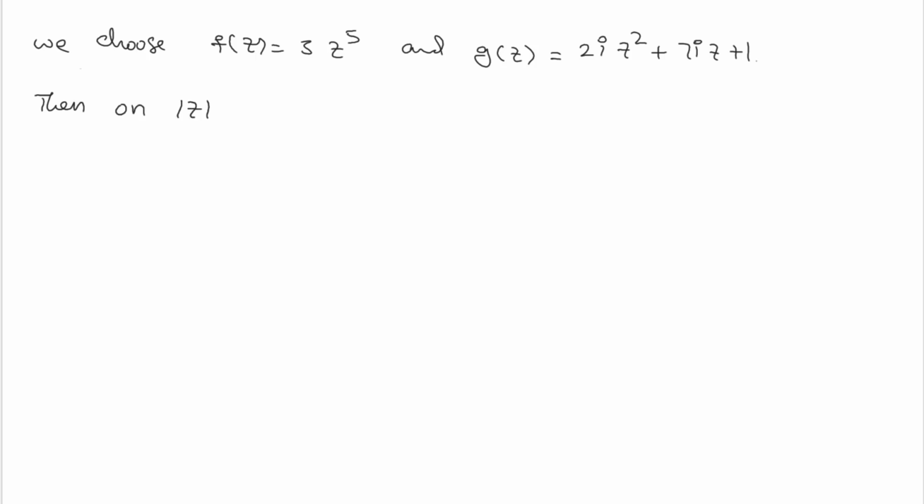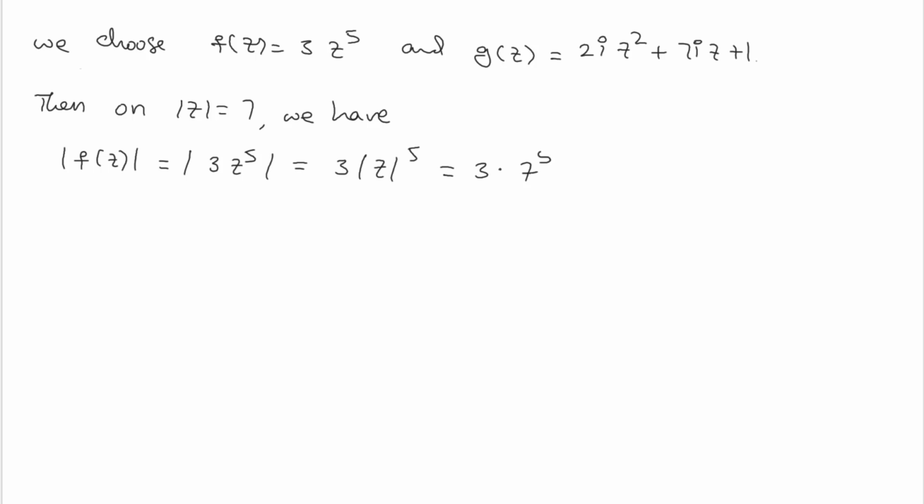on the circle with radius 7, that is on mod z equal to 7, we have the absolute value of the function f of z as modulus of 3 times z to the power of 5. So that is 3 times mod z to the power of 5. Since we are considering the circle mod z is 7, I can replace mod z by 7. So in total we have 3 times 7 to the power of 5. That is the absolute value of the function f of z.